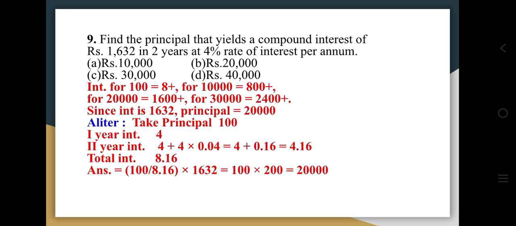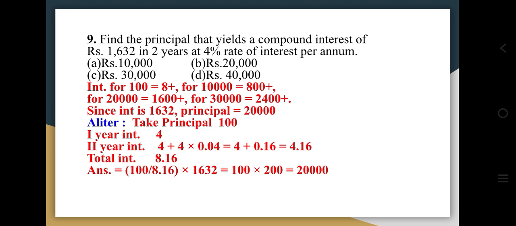So what is the 2-year interest? First year 4, second year 4.16. So the total interest for 2 years is 8.16 if the principal amount is 100. So 8.16 corresponds to 100. What we want is what 1632 corresponds to.